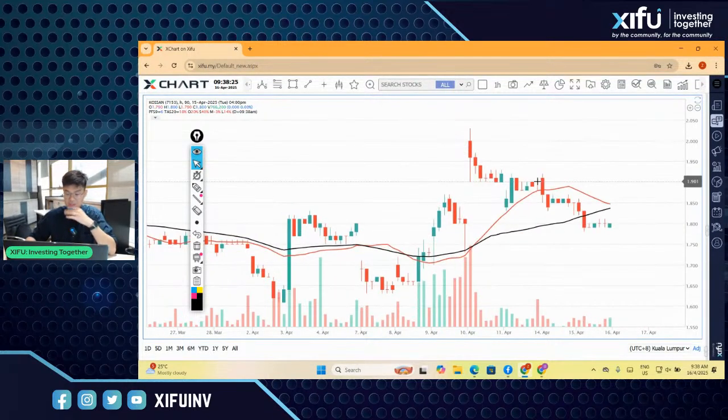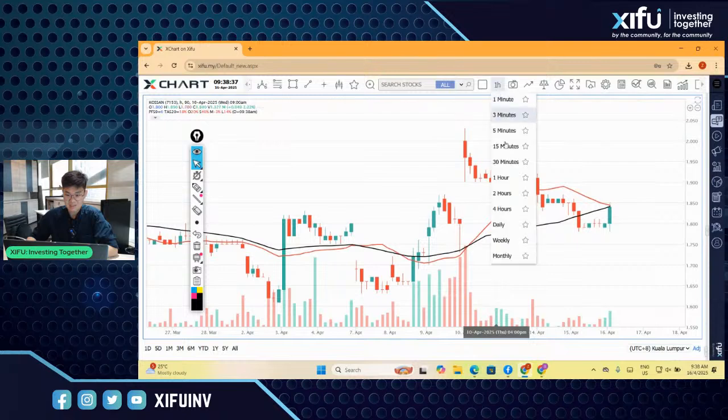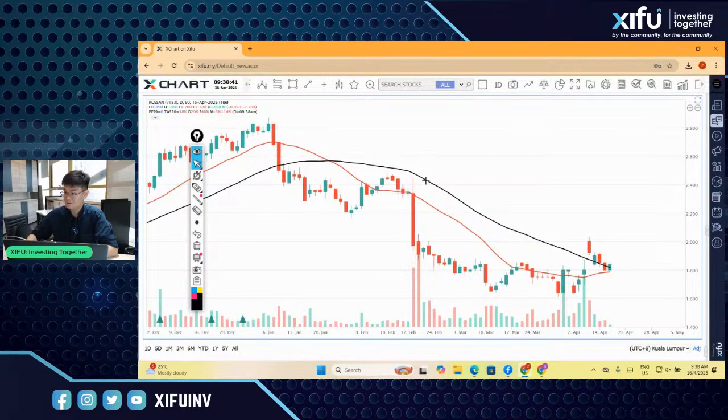Let's see Gosen because I'm choosing between Hata and Gosen. But I still feel that Hata somehow is way stronger. Gosen actually not bad also. Maybe I choose Hata. You see, holding well around the gaps. So far so good.